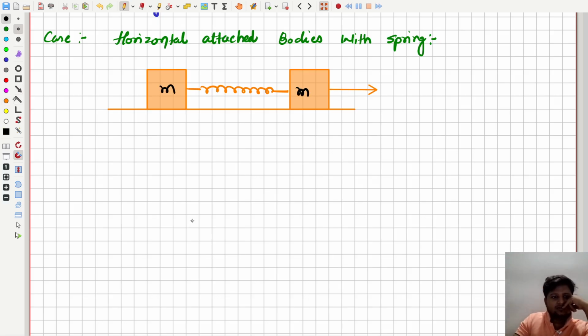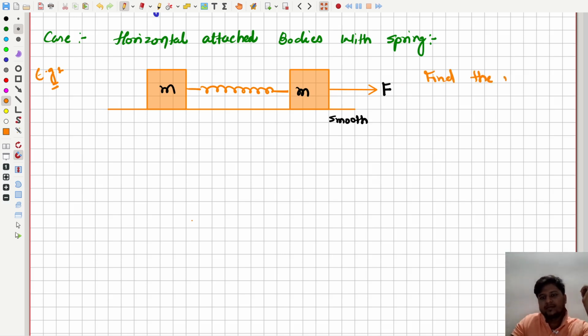They are pulled by force F, and this is smooth. They are asking you to find the maximum elongation in spring. Let us take it as M1 and M2.